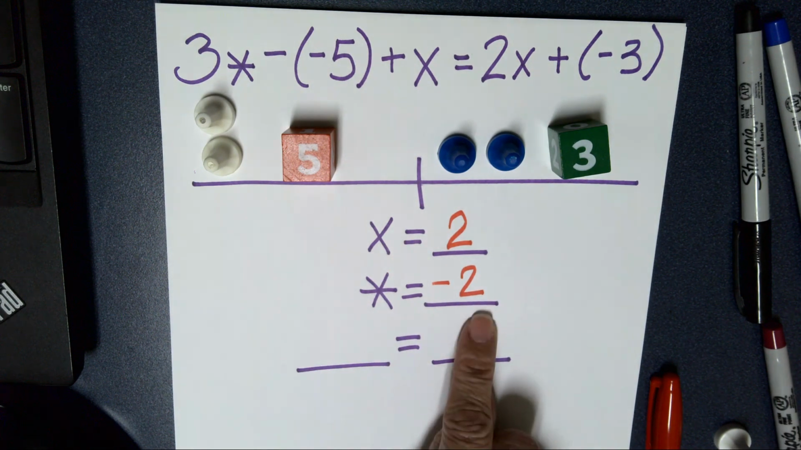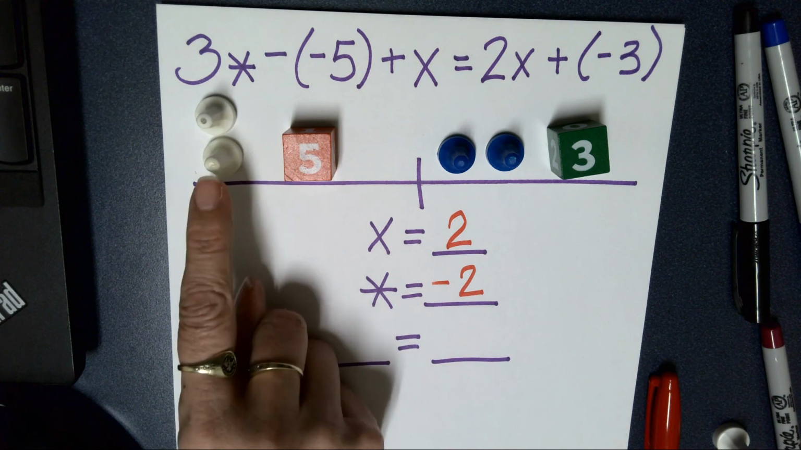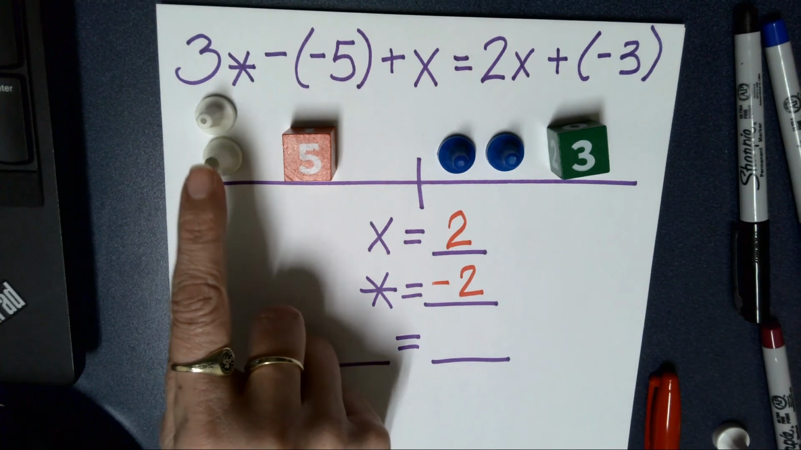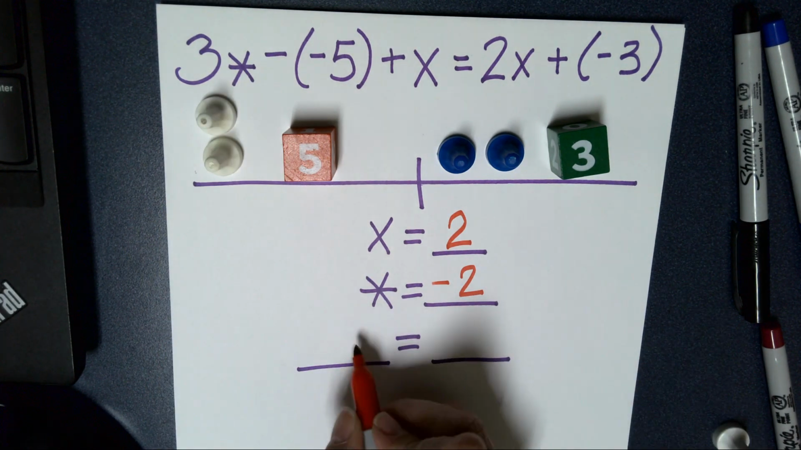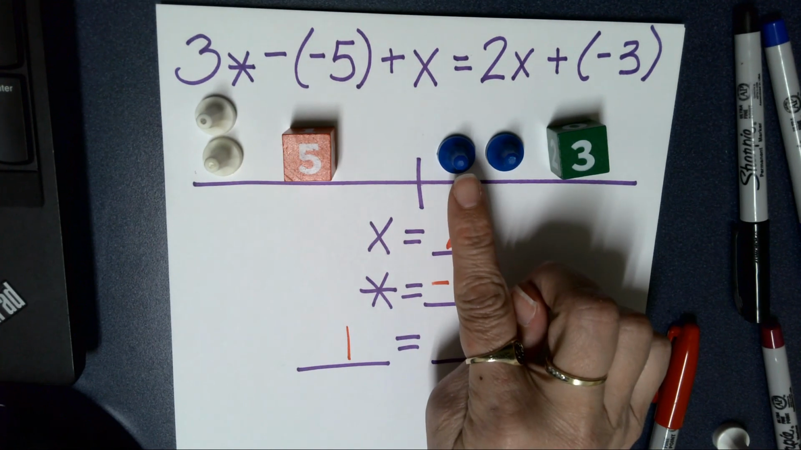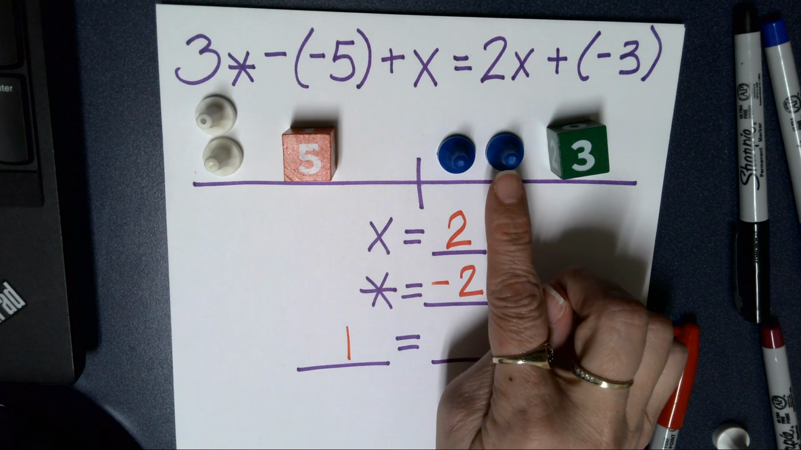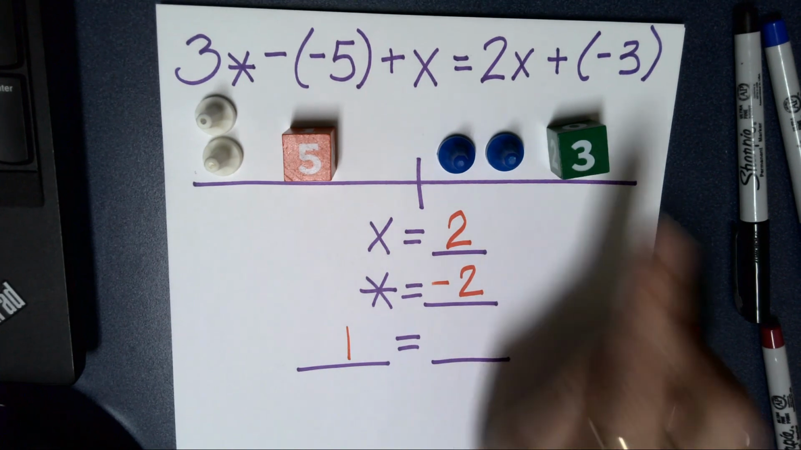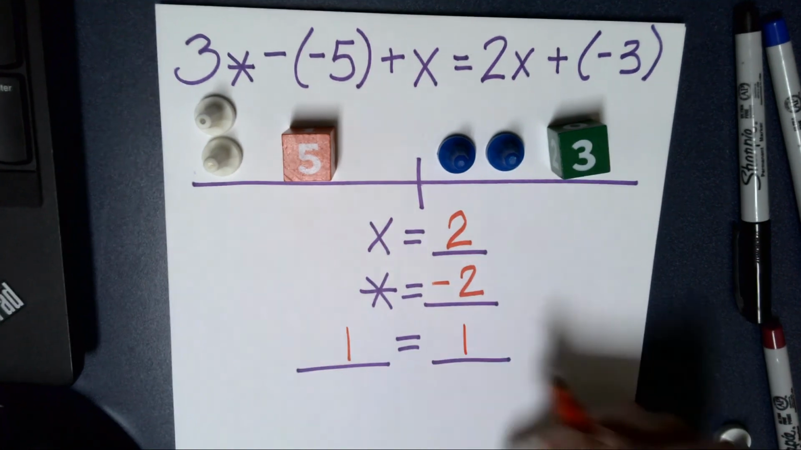And stars are -2, so I'm going to do 5 minus 2 is 3, and 3 minus 2 is 1. Pawns are 2, so 2 plus 2 is 4. 4 minus 3 is 1. That is a check.